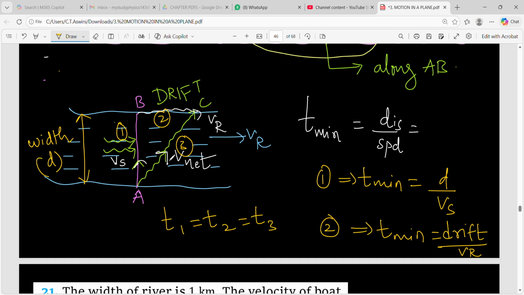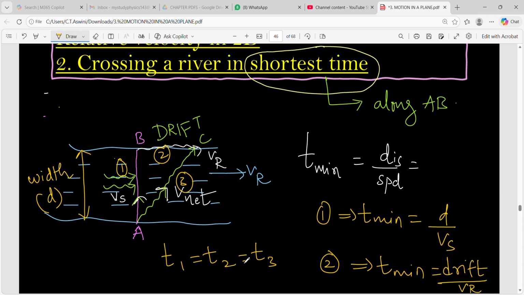Then that time you have to take the hypotenuse distance. For that case, the distances for 1 and 2 must be available. You should know the width and drift. Then you can find the distance for 3 and then you can apply distance by v net. But mostly we will be using either 1 or 2. So remember the concept. However you take the time for any segment, you'll get the same answer. So the most important points: for shortest time, the swimmer has to swim along AB. For shortest path, he has to swim backwards at an angle theta. Is this point clear?